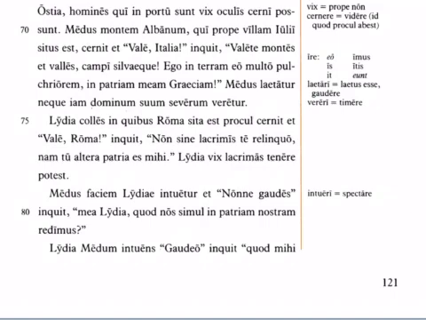Lydia vix lacrimas tenere potest. Lydia can scarcely hold her tears in. Metus faciem Lydiae intuetur. Metus looks upon the face of Lydia, or looks at Lydia's face, and he says, Nonne gaudes, mea Lydia, aren't you happy, my Lydia? Quod nos simul in patriam nostram redimus, because we are together, simul, returning, redimus, to our country, our homeland. Lydia, Metum intuens, gaudeo, inquit. Lydia, looking at Metus, says, I am happy, gaudeo.